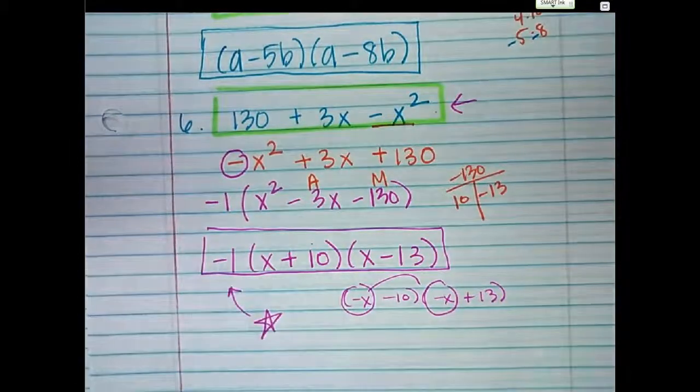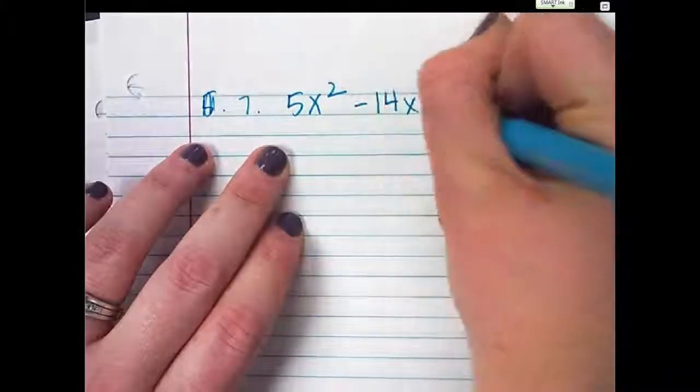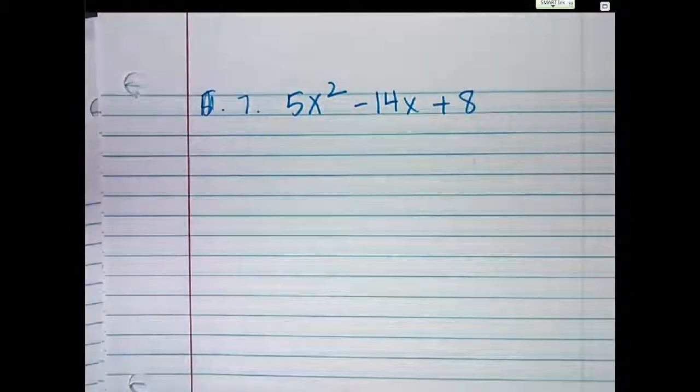All right. We're getting close, I promise. Number 7. Okay, so we're going to do some more where a is not 1. So a couple more steps involved, but nothing crazy. Number 7. 5x squared minus 14x plus 8.